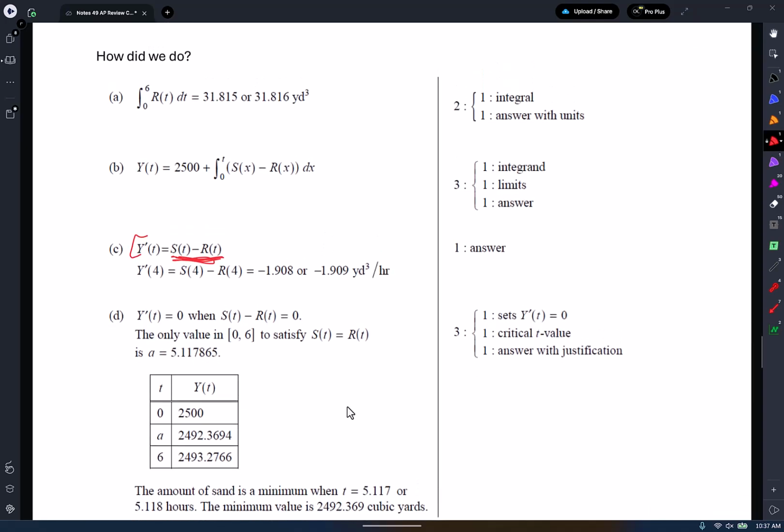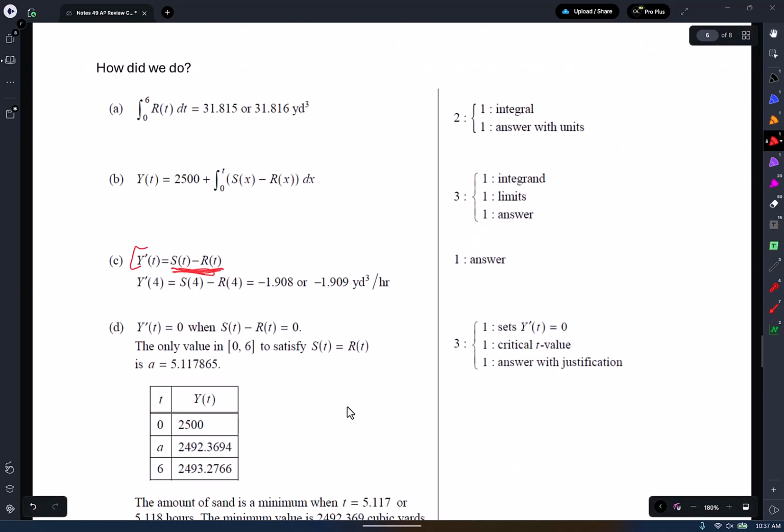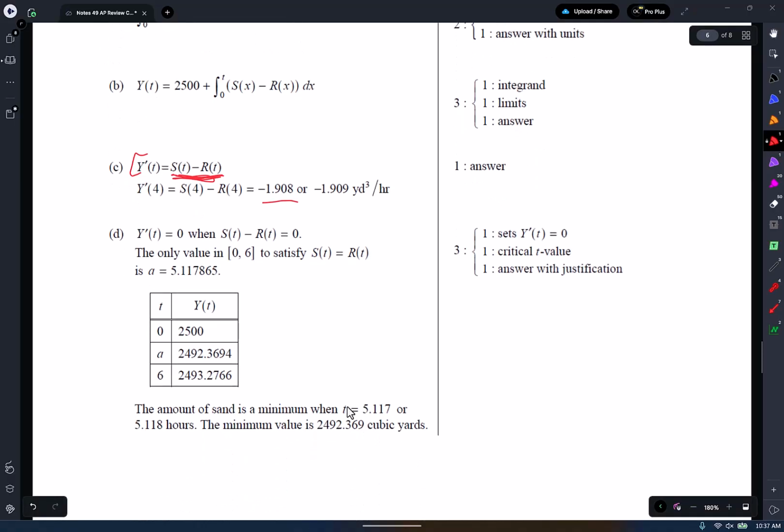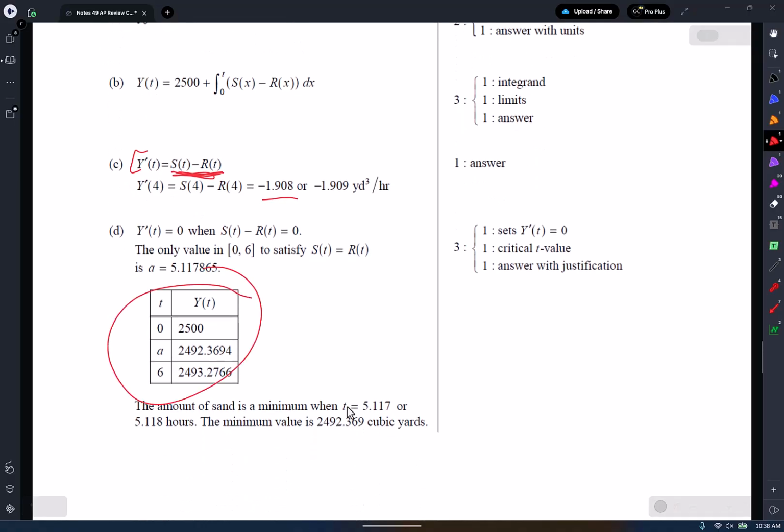You're good. Did we get negative 1.908? Okay, got it. Perfect. Ours is going to look like that. They called it little a, lame, whatever. The amount of sand is minimum when T equals 5.117 or 5.118. The minimum value is that. How do you guys feel?